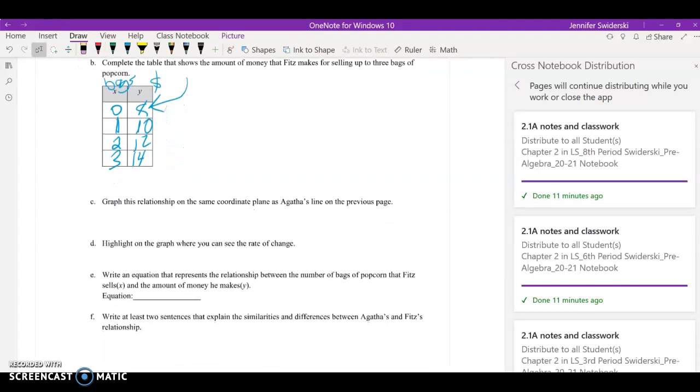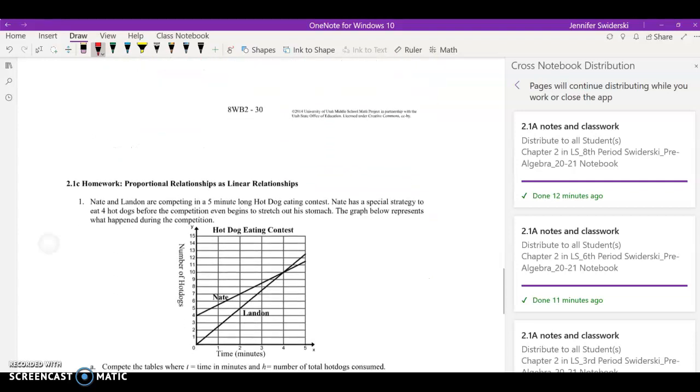So write an equation that represents the relationship of Fitz selling and the amount of money he makes. Well, we're going to put his rate of change here, but the difference is we're trying to figure out what goes here. Where does he start on his y-axis? No matter what, he makes $8 a day. But then from there, every bag of popcorn he sells, he makes $2. So we get y equals 2x plus 8.